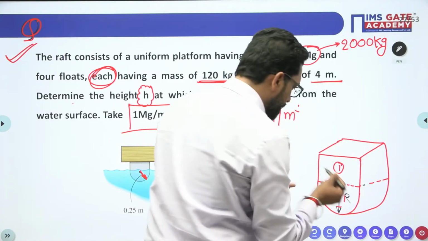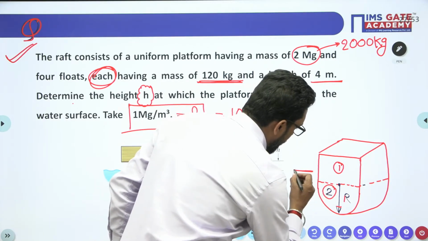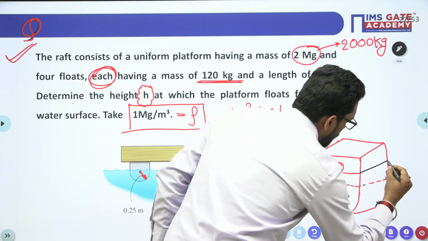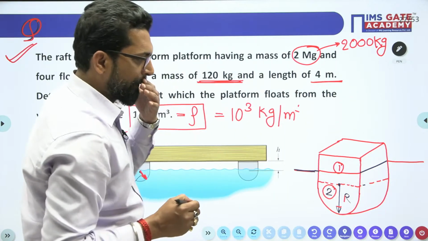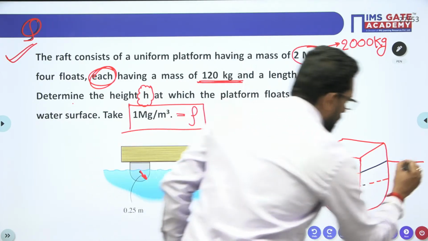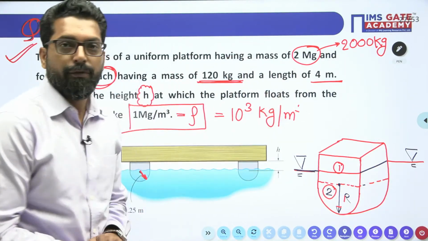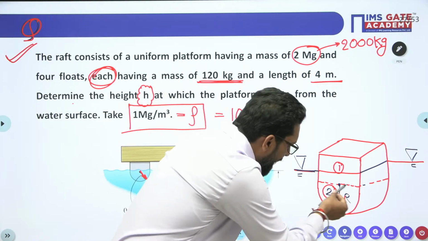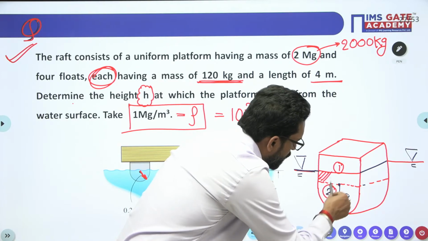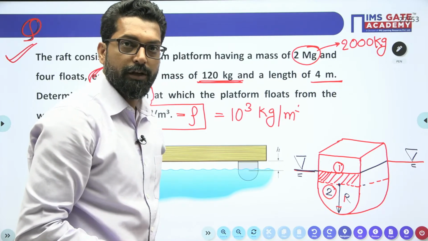Why? Because see, beta, let's suppose this is our water surface, after the application of the force. That means the semicircle is fully submerged, and some part of the rectangle is also submerged. Yes or not?